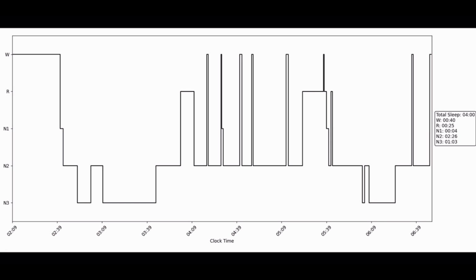You can see in the middle of the night, sometimes it spiked to the W, which means wake. I was able to plot all those from the muscle activity, the little movements in the middle of the night. And it also has all the sleep stages and the total time in each one.